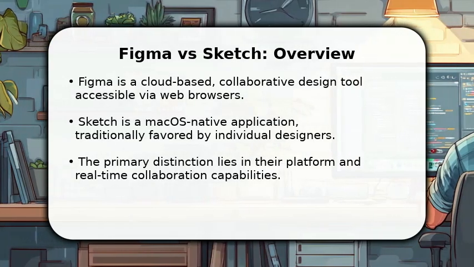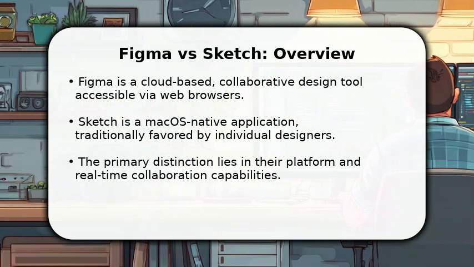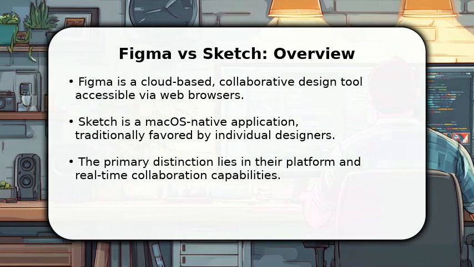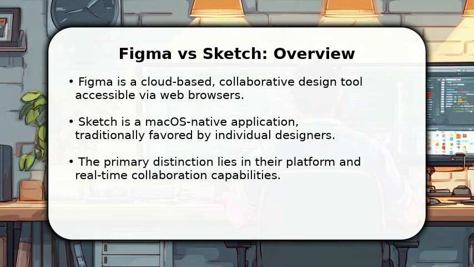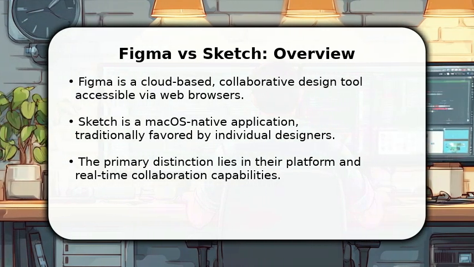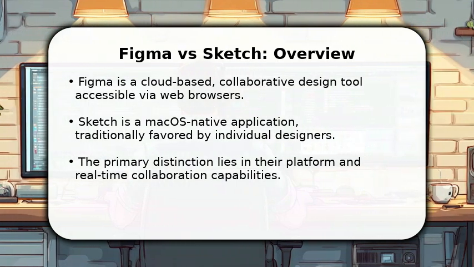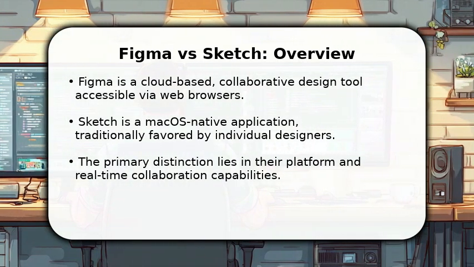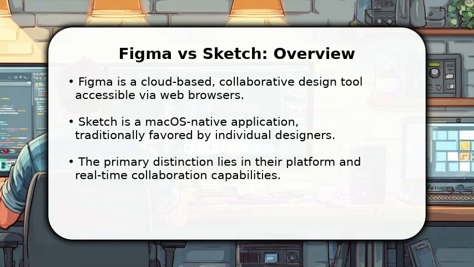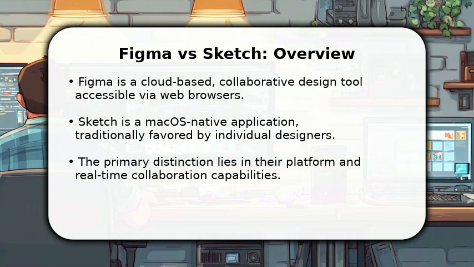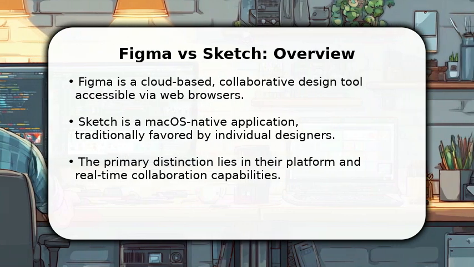In this video, I will compare Figma versus Sketch. Figma stands out as a cloud-based, collaborative design platform, allowing multiple users to work simultaneously in real time. Sketch, on the other hand, is a powerful Mac OS native application, traditionally favored by individual designers for its robust offline capabilities. The fundamental difference lies in their core architecture: web-first collaboration versus desktop-centric power, influencing how teams approach their design workflows and project management.